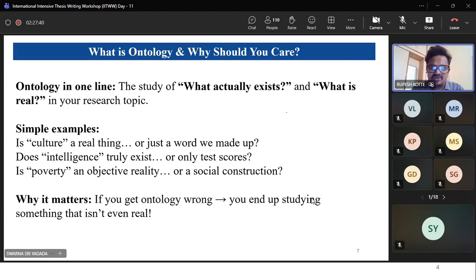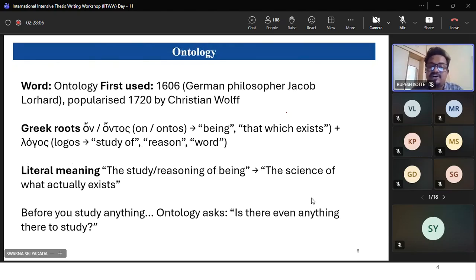And what is ontology? Why should you care about ontology? Why do we need this ontology at all? Ontology, can you please go back, madam, to the previous slide? Okay, the study of what actually exists. The word ontology was first used in 1606, and as our sir said, it has its roots in Greek, which means being, that which exists. So the literal meaning is the study or reasoning of being, the science of what actually exists.